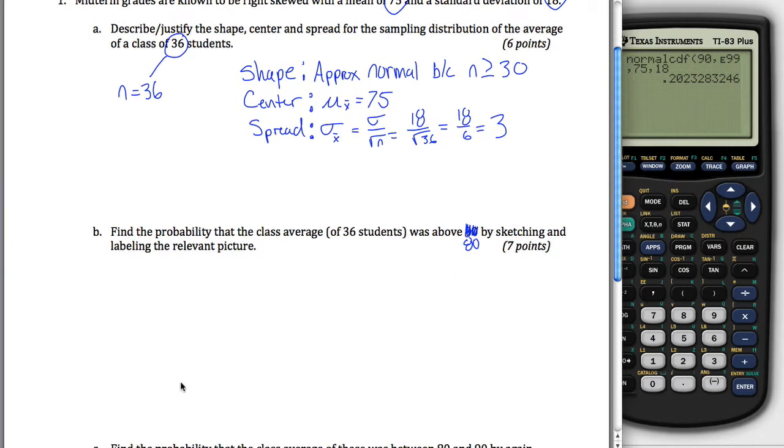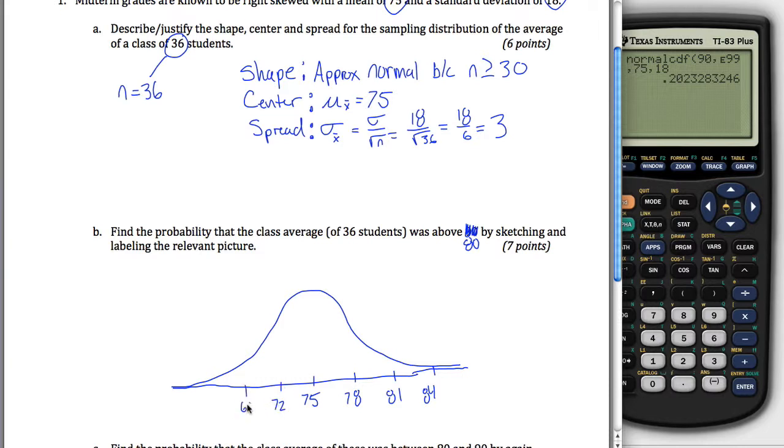Okay, I already got shape, center, spread, so what I'm going to do is draw my approximately normal distribution, which is hard to do on a computer. The middle should be at 75, and the spread is 3, so one standard deviation up is 78. Two of them up would be 81, and three of them is 84. You can also subtract standard deviations and get these numbers. What it's asking me to figure out is the probability that the class average is above 80. So here's 78, here's 81, and 80 is somewhere in here.